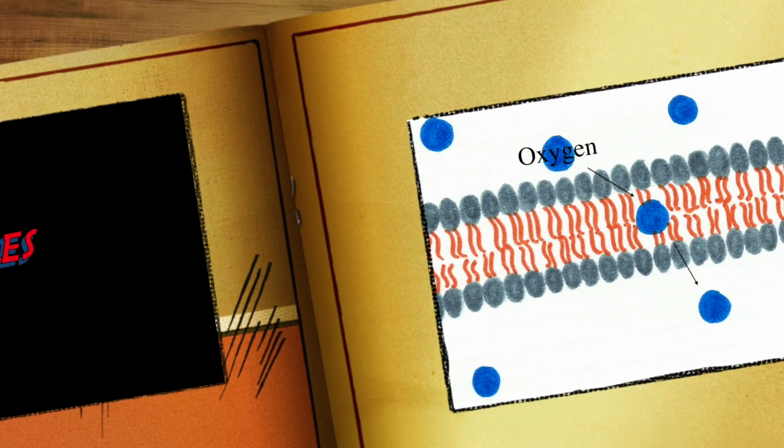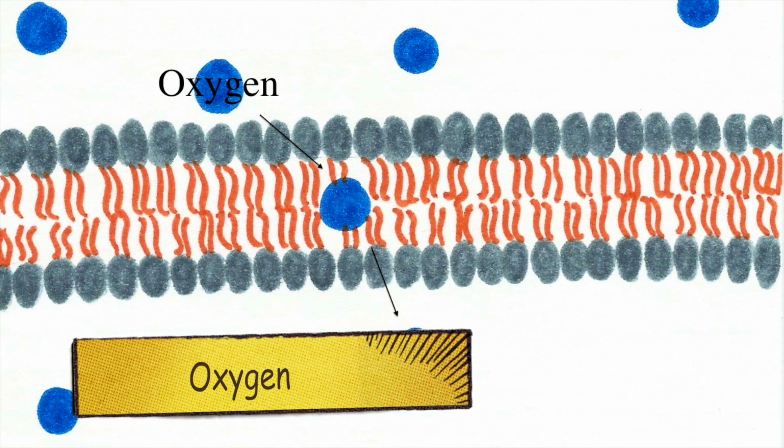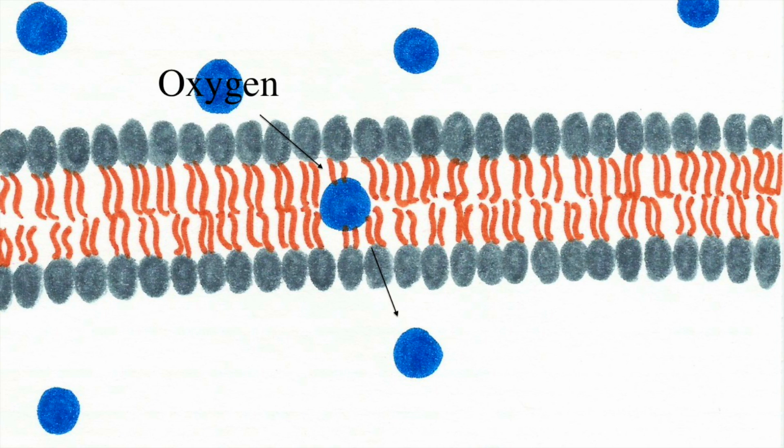Lastly, to sum up everything we have discussed, let's talk about the movement of oxygen, water, and glucose across the cell membrane. Oxygen enters and exits cells by passive transport. It diffuses along its concentration gradient without the use of energy.